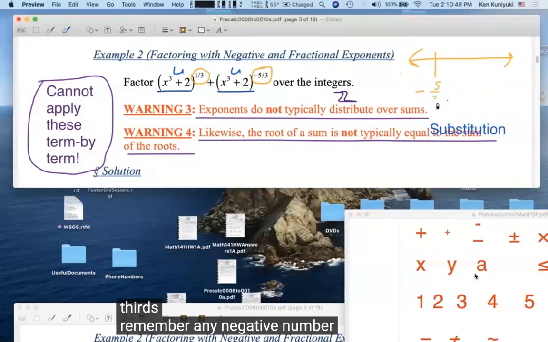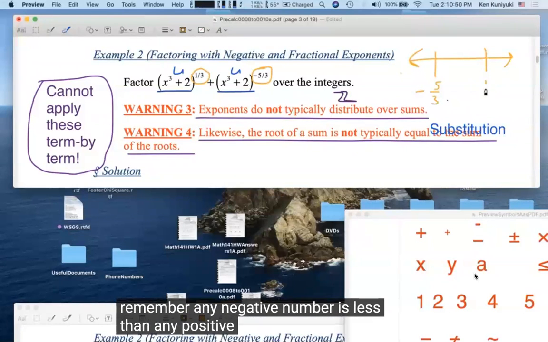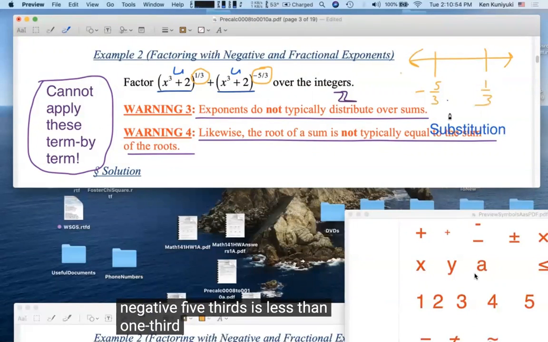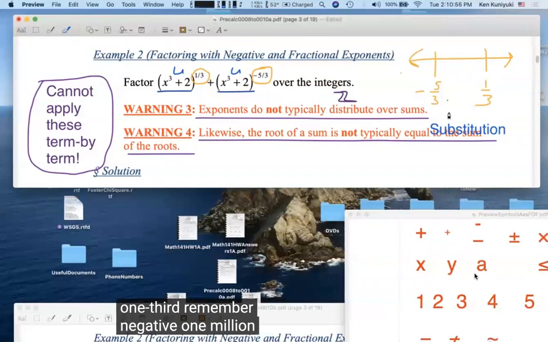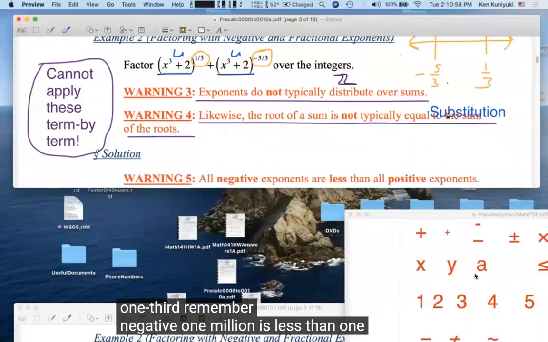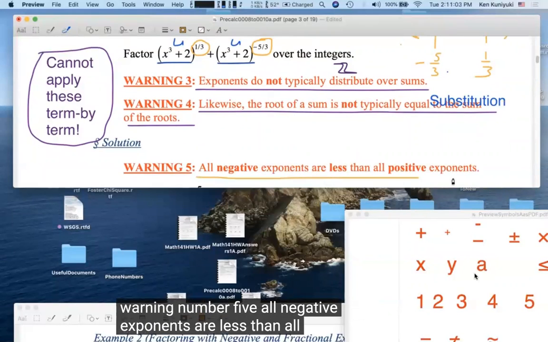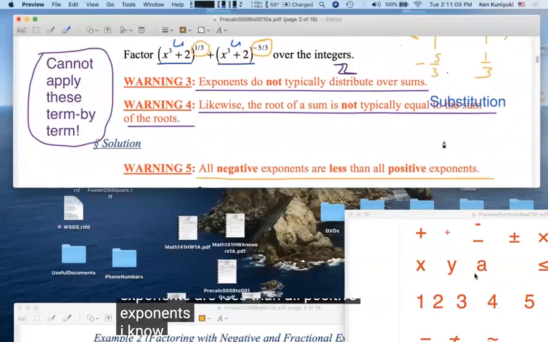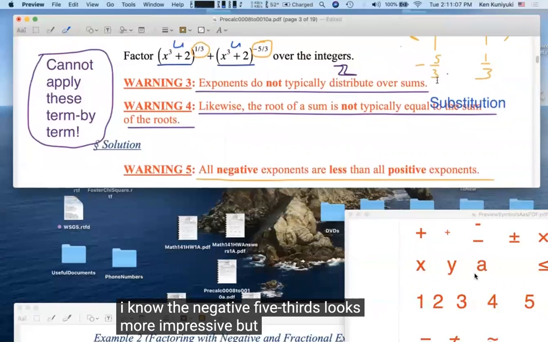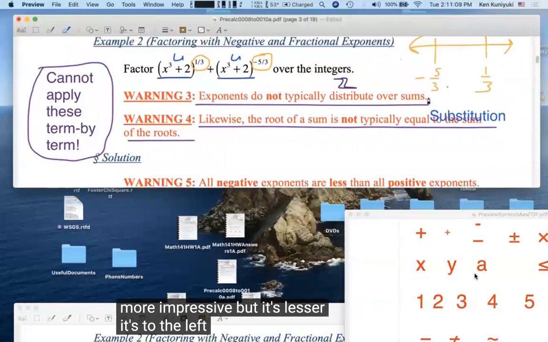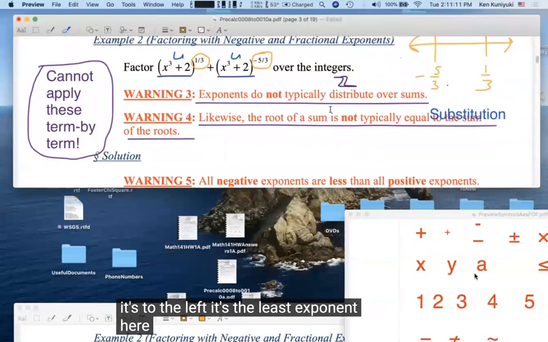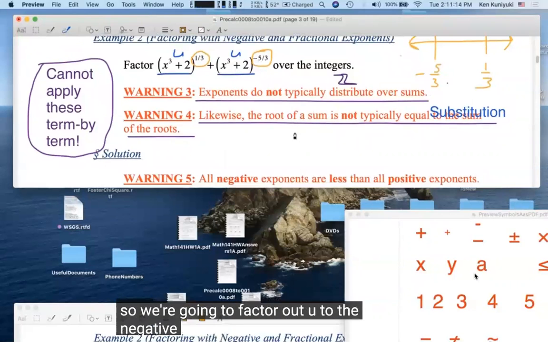Remember, any negative number is less than any positive number. Negative 5/3 is less than 1/3. Remember, negative 1 million is less than 1. Warning number 5, all negative exponents are less than all positive exponents. I know the negative 5/3 looks more impressive, but it's lesser. It's to the left. It's the least exponent here. So we're going to factor out u to the negative 5/3.